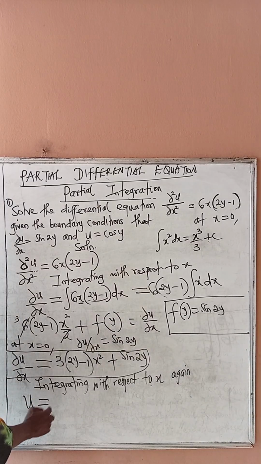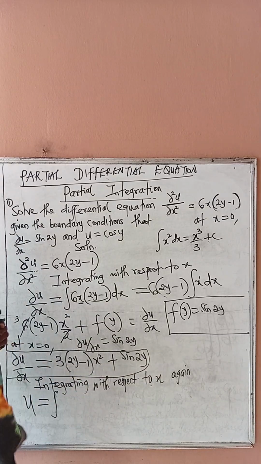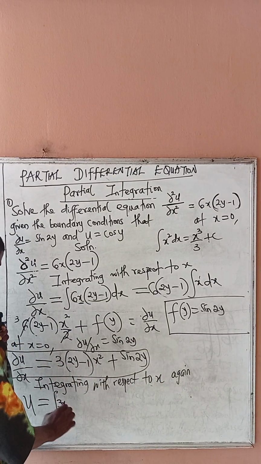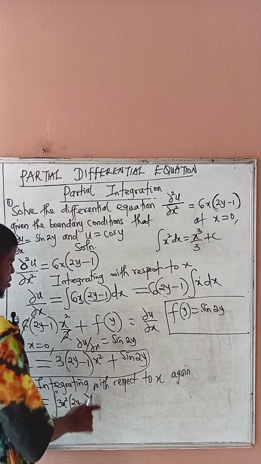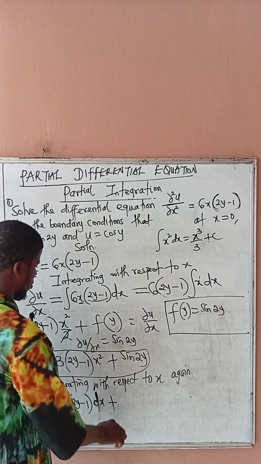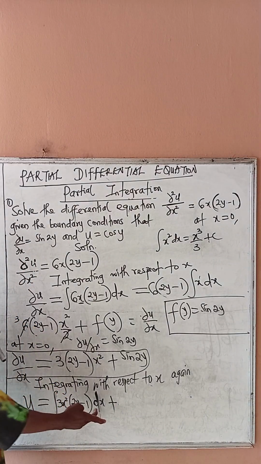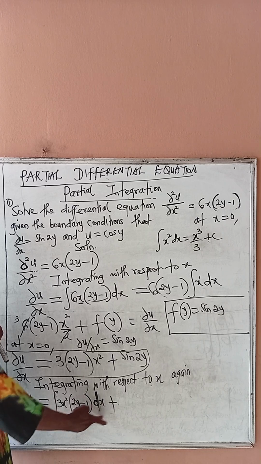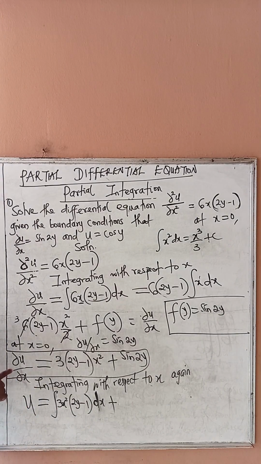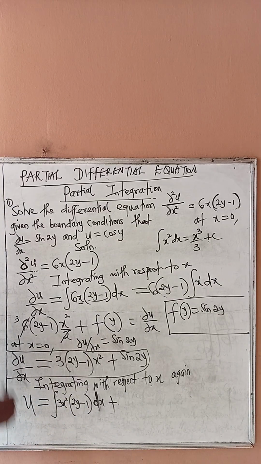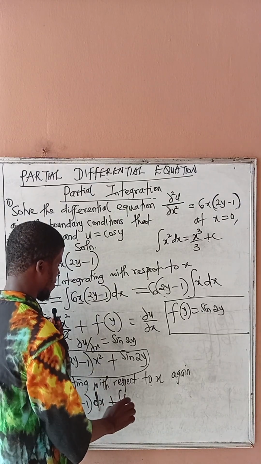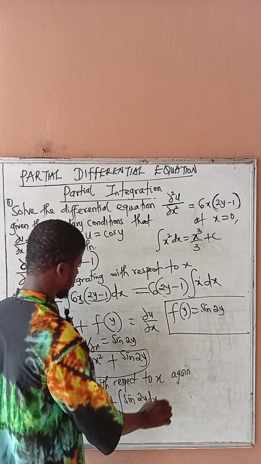And this is equal to the integral. I'm going to integrate this now. The integral of everything here. We have 3x squared into 2y minus 1 plus, okay, dx plus, take note, we always use total differential for this. The question is partial integration, but when we are integrating, we use the total differential for it, dx, not partial x, plus the integral of sine 2y dx.